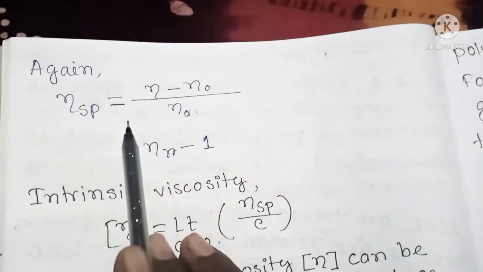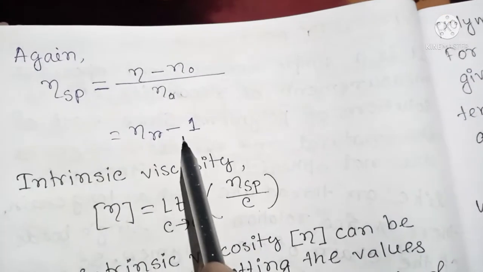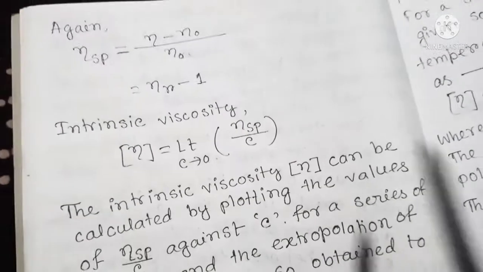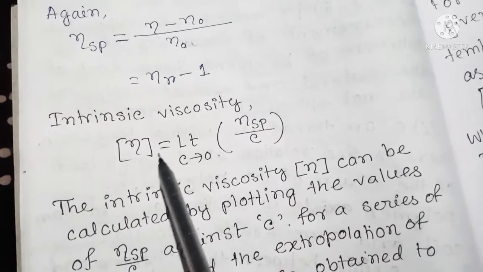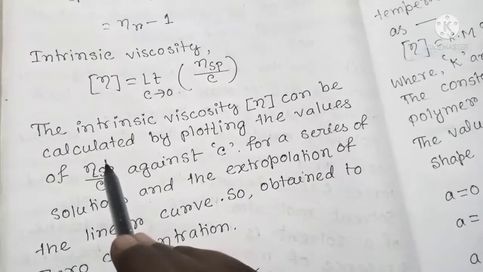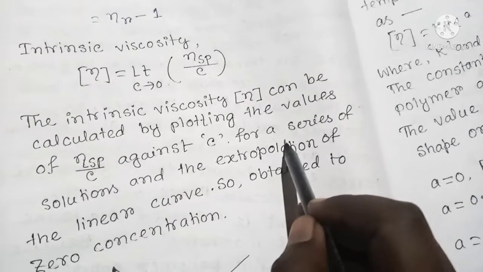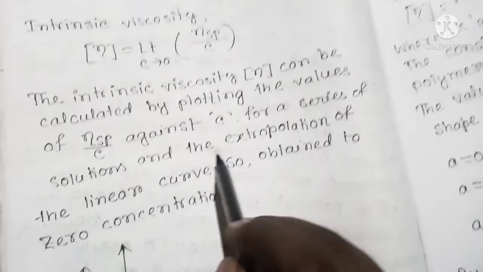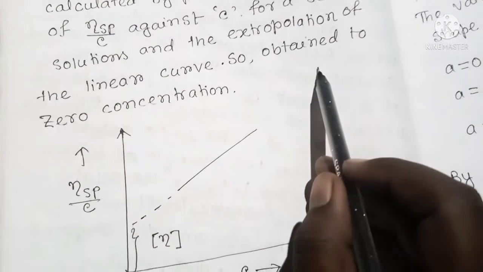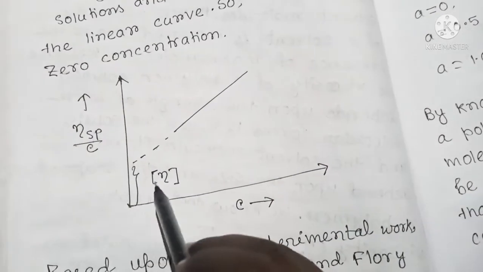Again, eta sp equal to (eta minus eta naught) by eta naught, which equals eta r minus 1. So, intrinsic viscosity [eta] equal to limit C tends to 0 of eta sp by C. The intrinsic viscosity can be calculated by plotting the values of eta sp by C against C for a series of solutions and extrapolating the linear curve so obtained to zero concentration. Now here we plot eta sp by C versus C graph and we get this curve, and this is [eta].